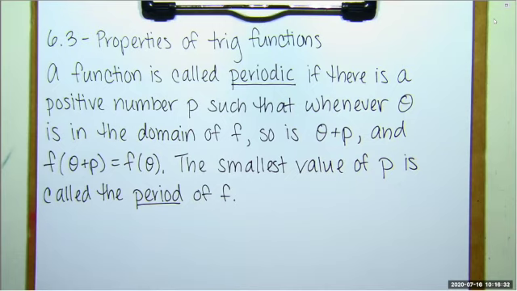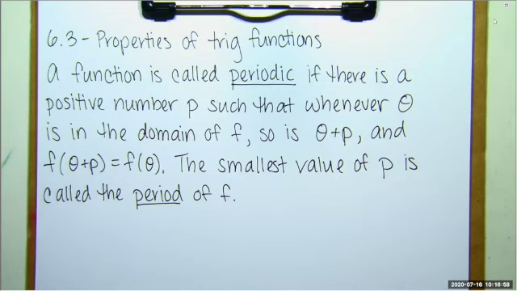Our first property of trig functions is that a function is called periodic if there is a positive number p such that whenever theta is in the domain of f, so is theta plus p, and f of theta plus p is equal to f of theta. The smallest value of p is called the period of f.